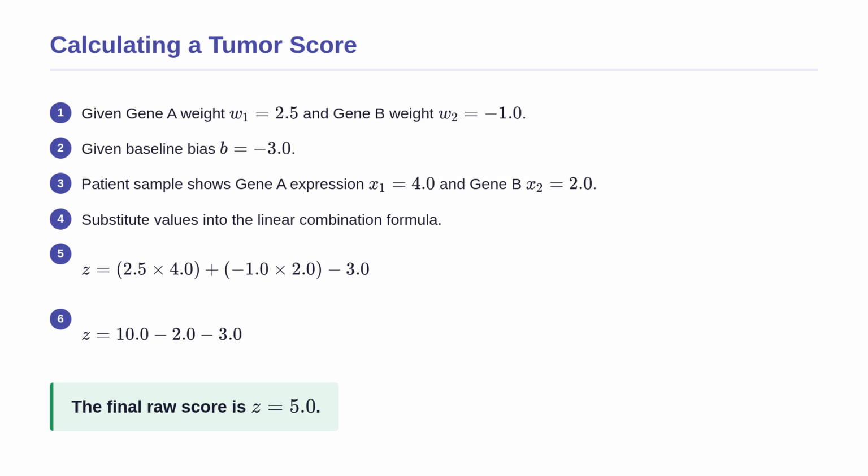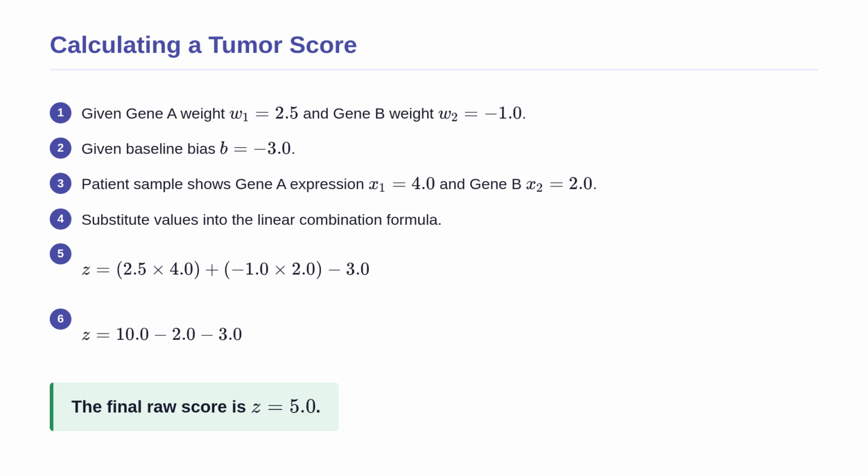Now that we have our formula, let us walk through a simple numerical example to see how this works in practice. Suppose our model is predicting if a tumor is malignant based on two genes. We are given the learned weights for gene A and gene B, along with the baseline bias. A new patient sample provides the expression levels for these two genes. We need to calculate the raw score for this tumor.